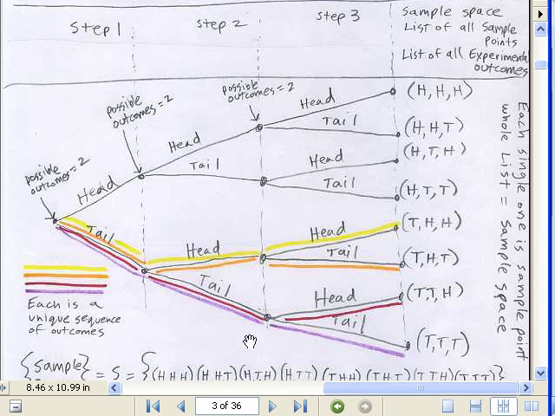Now, you list that for each particular one, and then watch. I've color-coded it right here. So the purple one, that's a unique sequence of outcomes: tail, tail, tail. The red one, tail, tail, head. And see how we've listed it over here? That's called the sample point. And then we get an orange one, tail, head, tail. And then finally the yellow one, tail, head, head. So then we list it there.